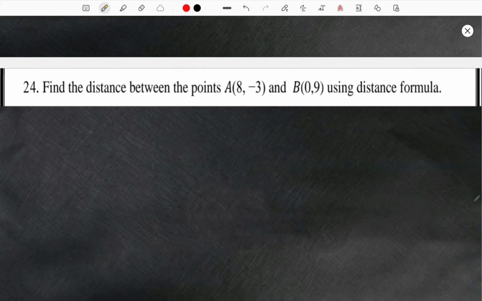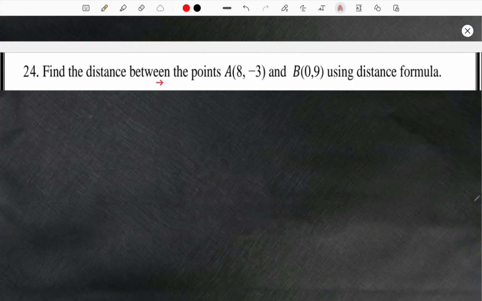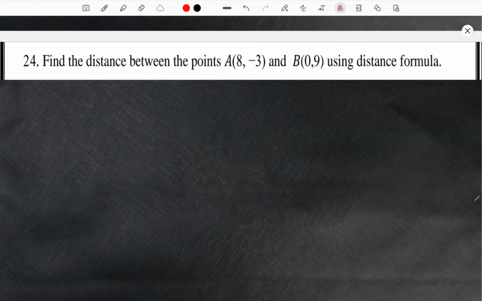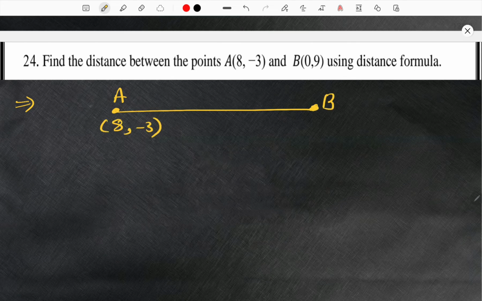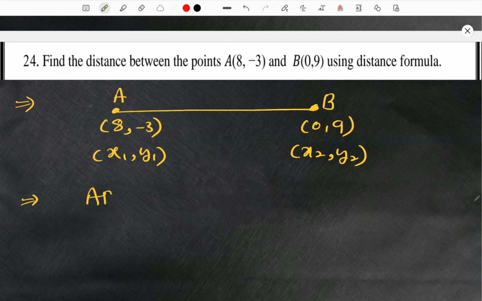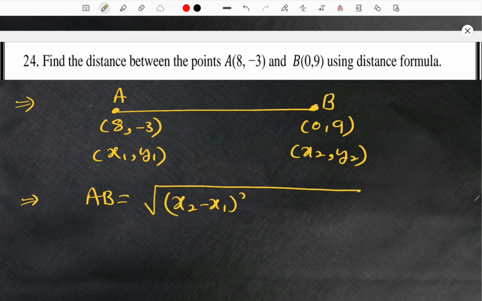Alright, fine then. Moving forward to the next question. Find the distance between the points 8, minus 3 and 0, 9 by using the distance formula. Alright, quite a simple thing. So you just draw a line here, name it as A and this one as B. A is 8, minus 3 and B is 0, 9. It has to be x1, y1 and this has to be x2, y2. The distance AB is equal to under root x2 minus x1 whole square plus y2 minus y1 whole square.